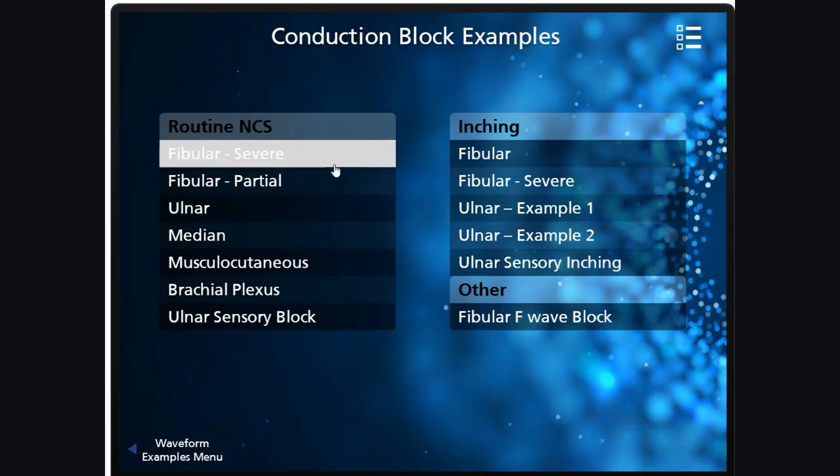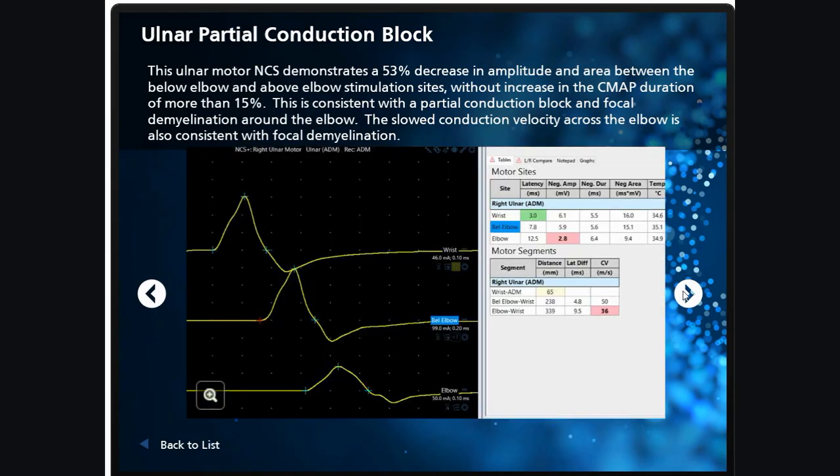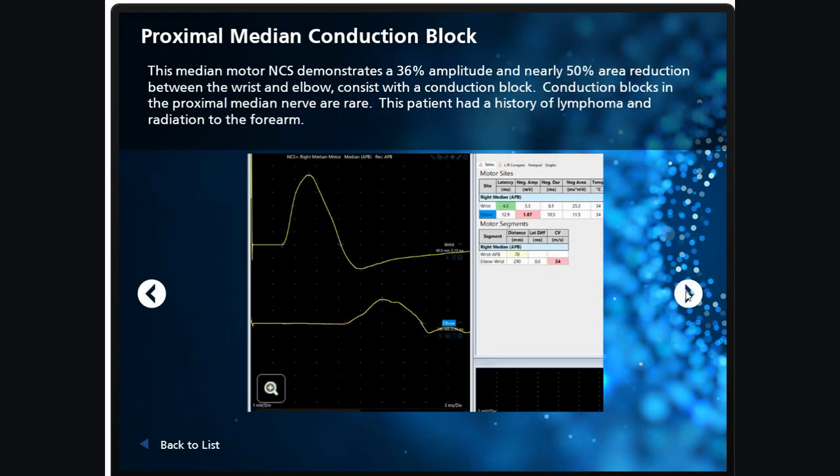So we can pick an example of a fibular conduction block, and you can see an actual waveform with a description of what that waveform is showing. And you can scroll through to see other examples within that waveform and within that section.